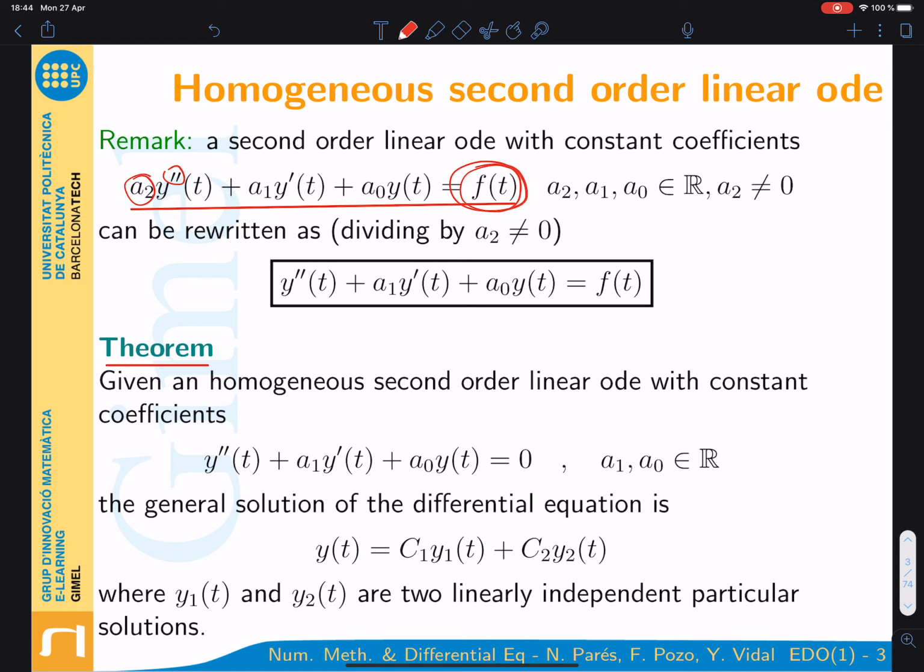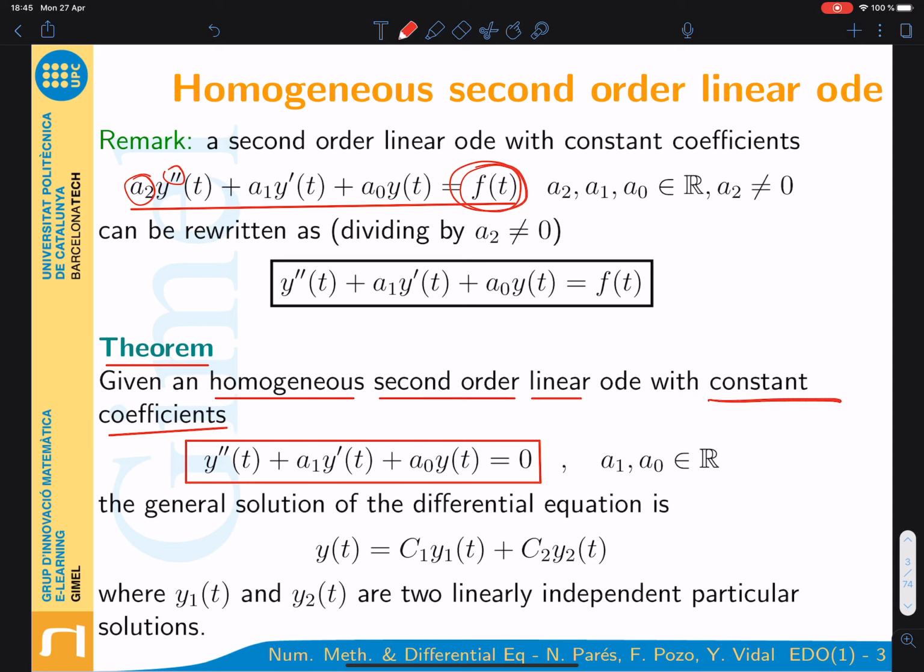Now, this theorem says that given the specific type of differential equation I want to solve today, which is homogeneous, second order, linear, and with constant coefficients, okay, we have the 4 adjectives, then the general solution of this very specific type of differential equation is very easy to be found. It's just a linear combination of 2 linearly independent particular solutions.